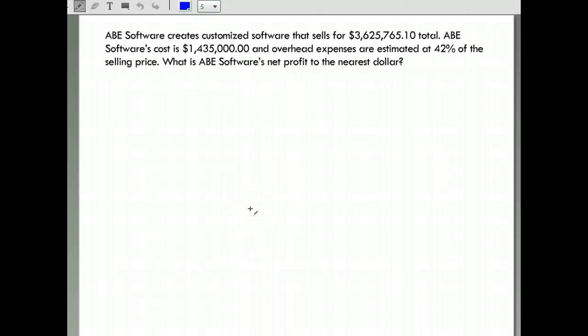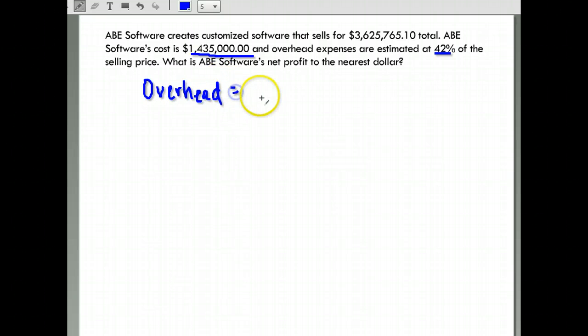ABE Software creates customized software that sells for $3,625,765.10 total. Their cost is $1,435,000. And overhead expenses are estimated at 42% of the selling price. Okay, what is their net profit? Well, before we can find net profit, we have to know how much their overhead is. Okay, so remember the overhead is the selling price times the overhead percent.